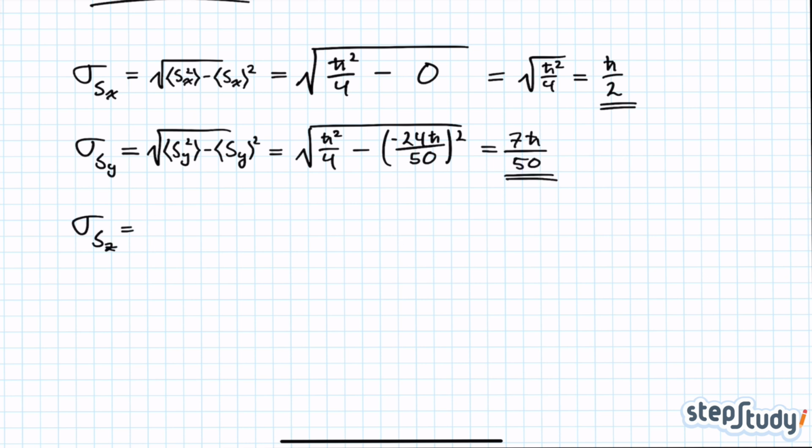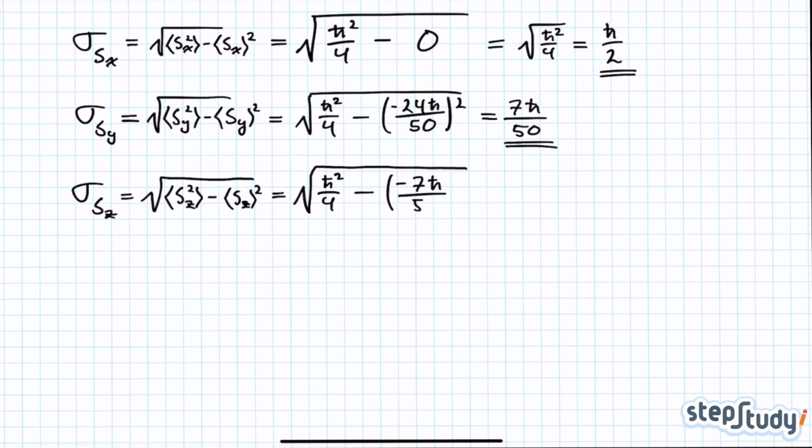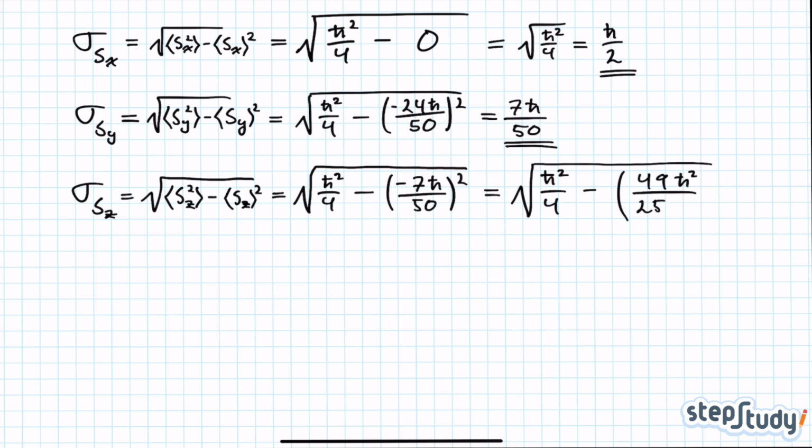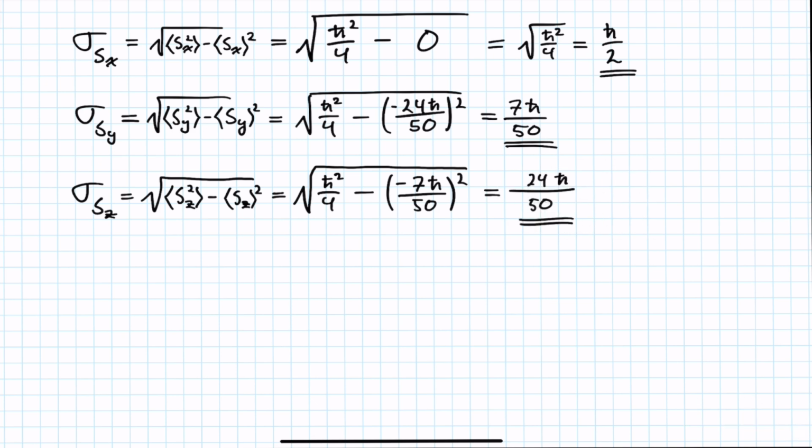Now finally, for the spin in the z direction, the uncertainty of that will once again use the answer that the squared expected value would be ħ squared over 4. And we'll go and look at the other problems to see what we found the expected value of spin in the z direction to be. And then square that, do a bit of algebra, and you'll find that it's 24 ħ over 50.